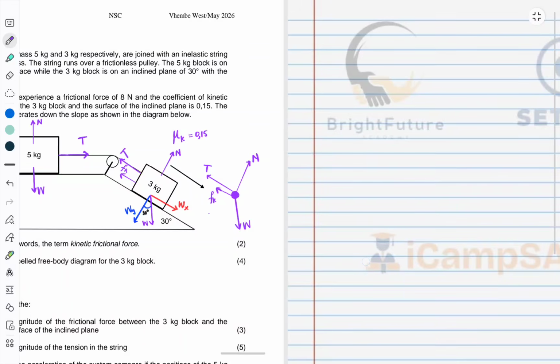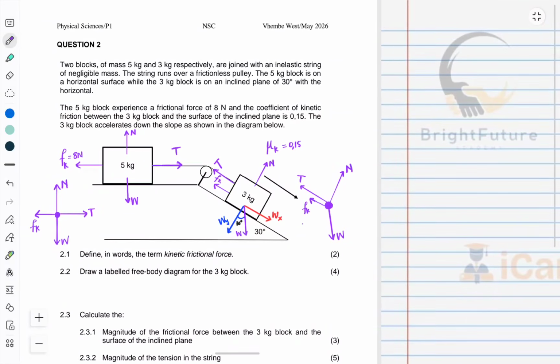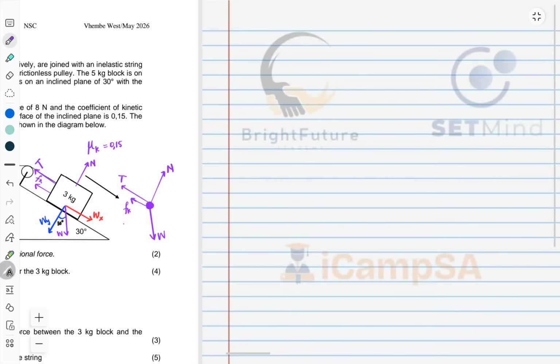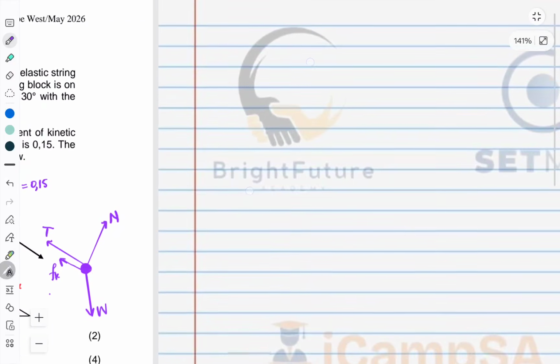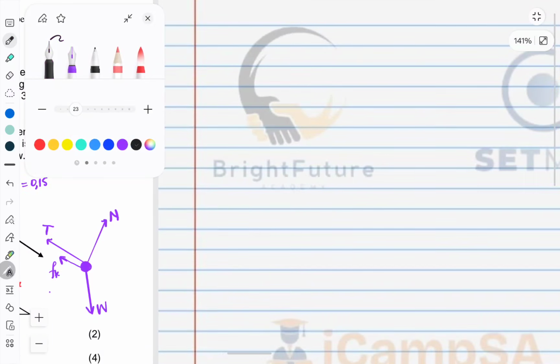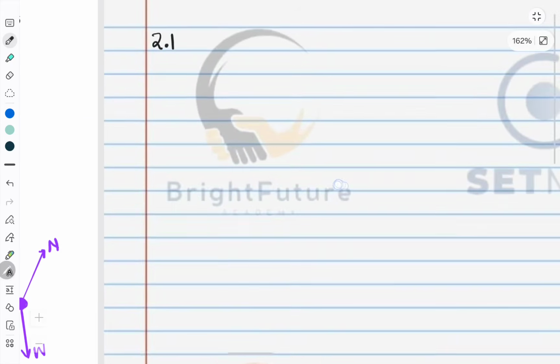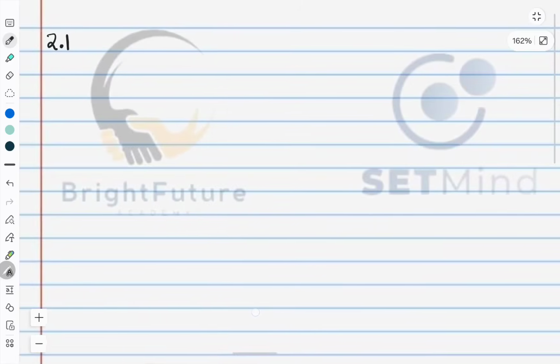All right, so our first question is, define in words the term kinetic frictional force. If you use your exam guidelines, usually these definitions are given to you, so all you have to do is regurgitate them as they are. But obviously it's important to know what it means.